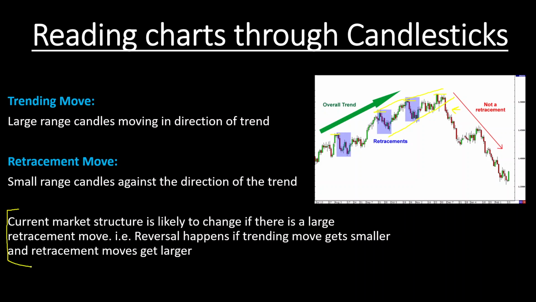So current market structure is likely to change if there is a large retracement move, i.e. a reversal happens if trending moves get smaller and retracement moves get larger. And that's basically what we just talked about here, as the bearish candles slowly gained more momentum as the bullish candles eventually lost their strength, and this market then reversed down.